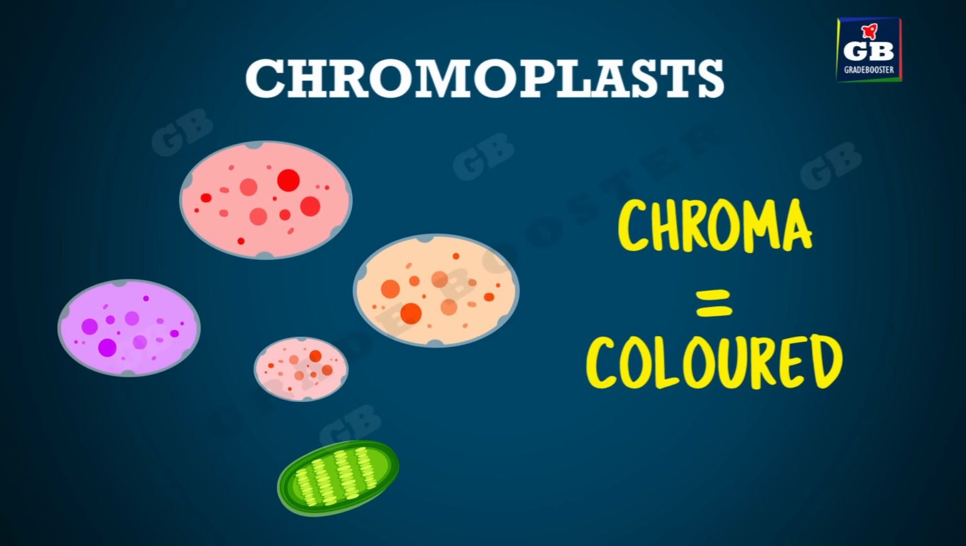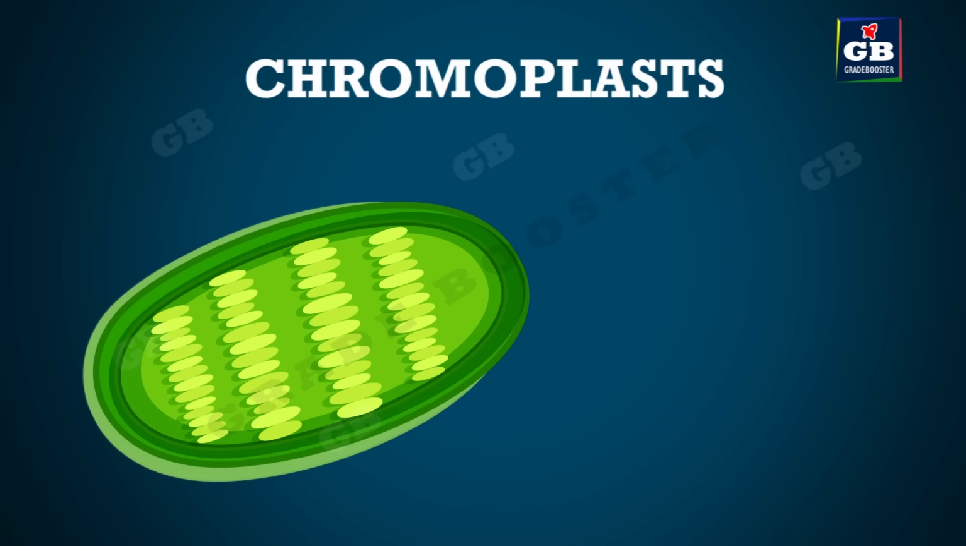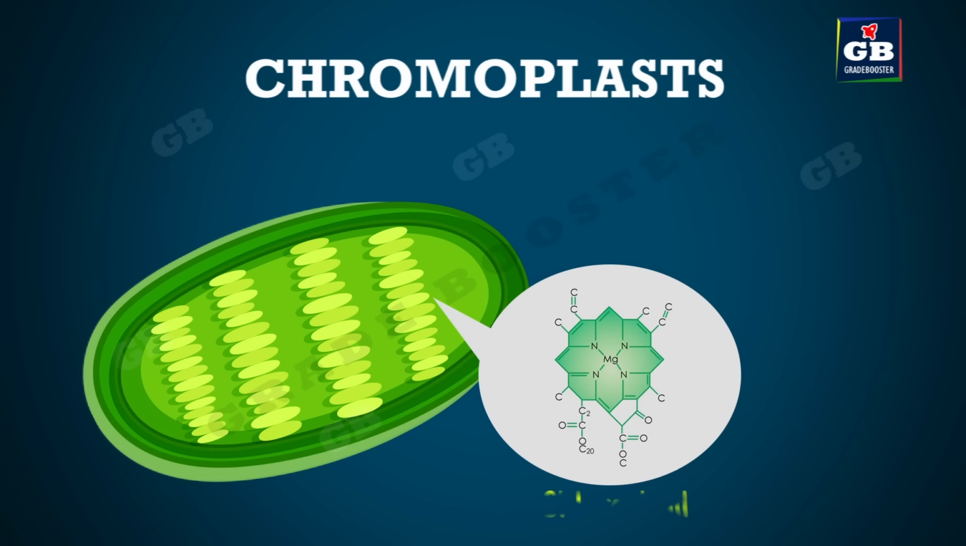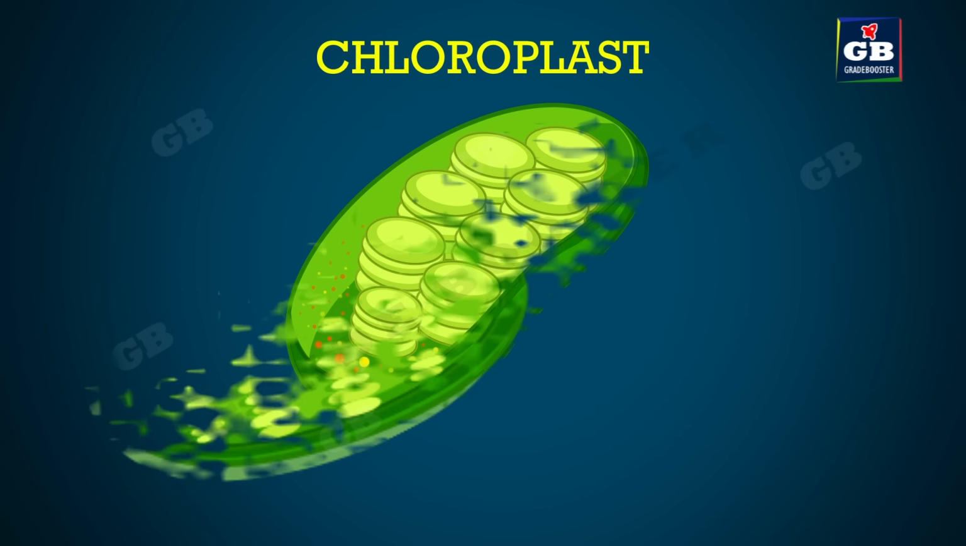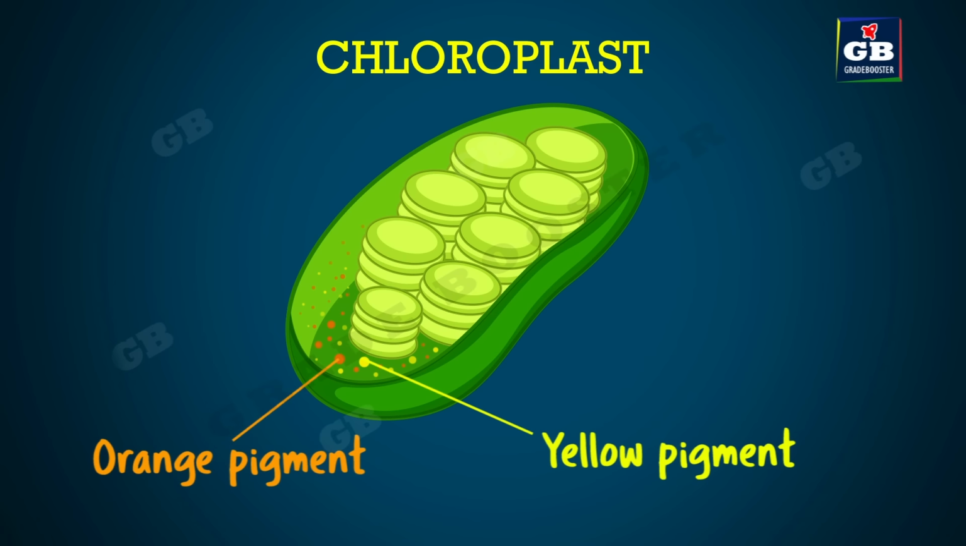Chroma means colored. The plastids that have color pigments in their stroma look colored and are called chromoplasts. The chromoplasts that contain more chlorophyll and carry on photosynthesis are called chloroplasts. So, chloroplasts are green in color due to the presence of chlorophyll. Some chloroplasts contain yellow or orange colored pigments also along with chlorophyll.